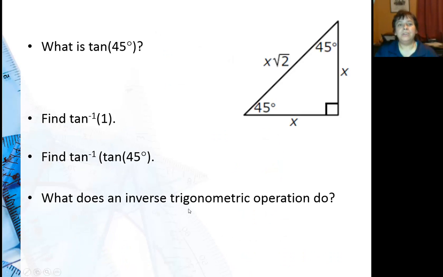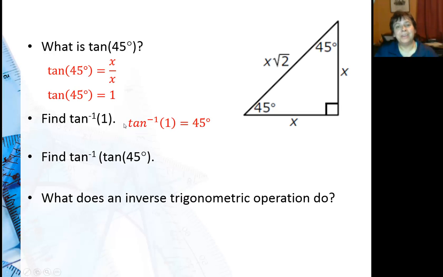What is tangent of 45 degrees? Well, we know that it's going to be opposite over adjacent. So if that were my angle right there, the opposite is x. The adjacent leg is also x, so it's just 1. If you take inverse tangent of 1 on your calculator, it's going to tell you that it's 45 degrees. And same thing, if I do inverse tangent of tangent of 45, I actually get 45 degrees. These two undo each other.